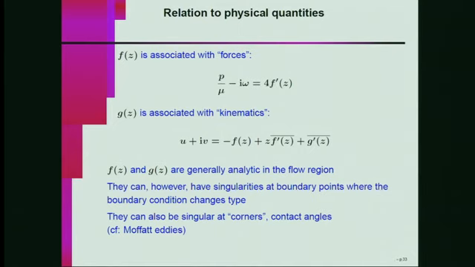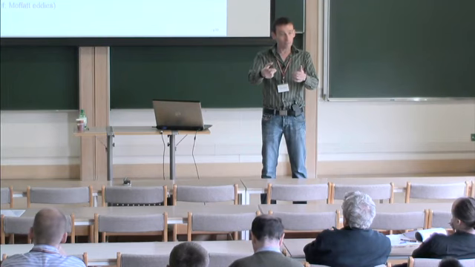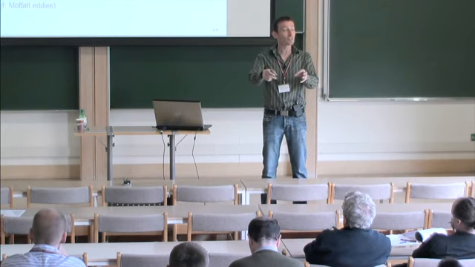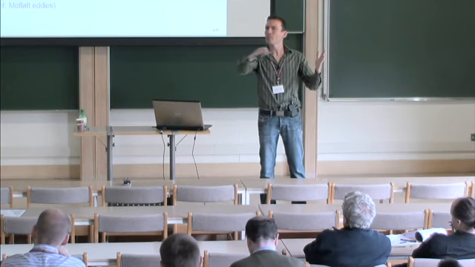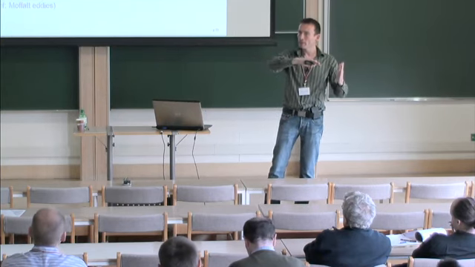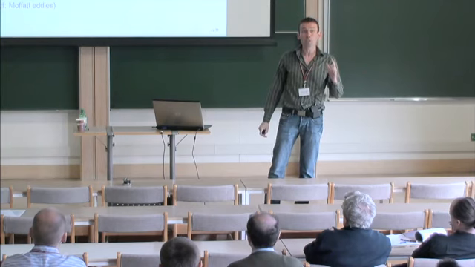And of course we're in Cambridge, so I should mention this. If you want to do modeling, you think about making F and G singular in the flow to model what's going on there. That's one of the things you can do. The other thing is you mustn't forget that at any corners or contact lines or changes of type in the boundary conditions, these functions will be singular.